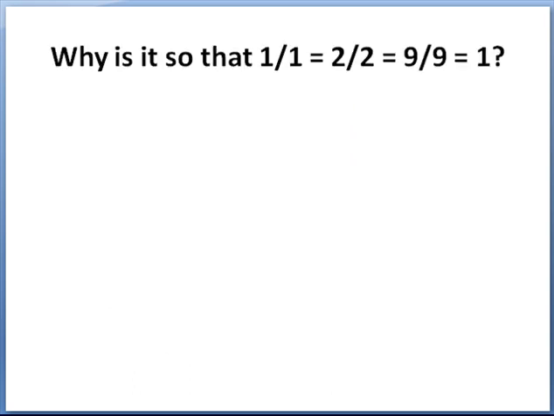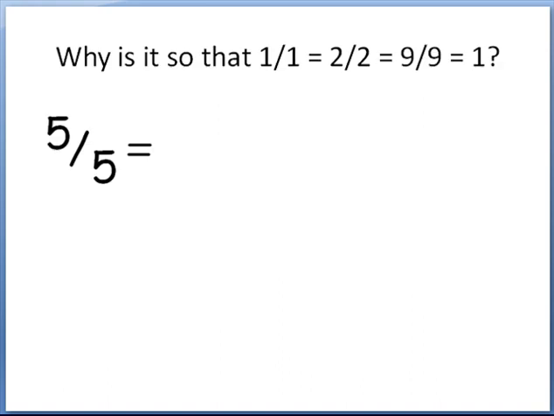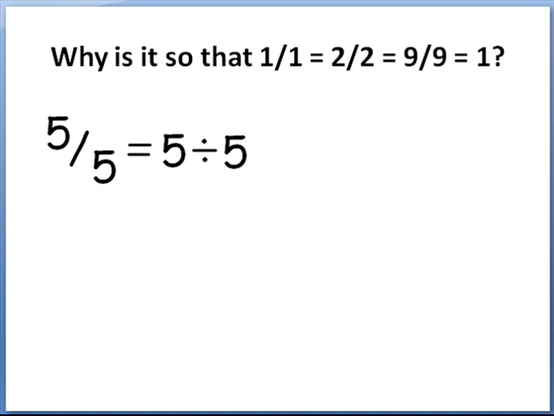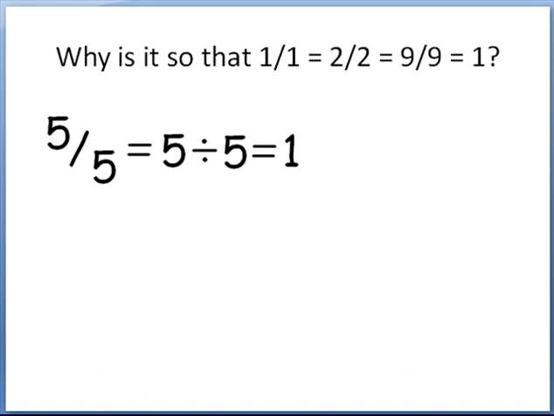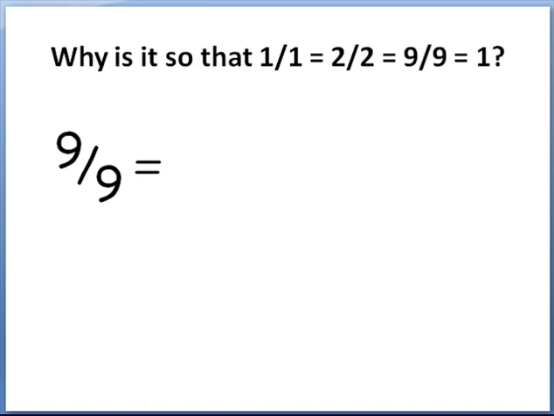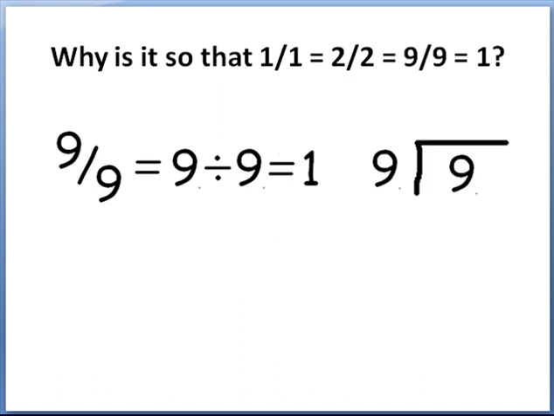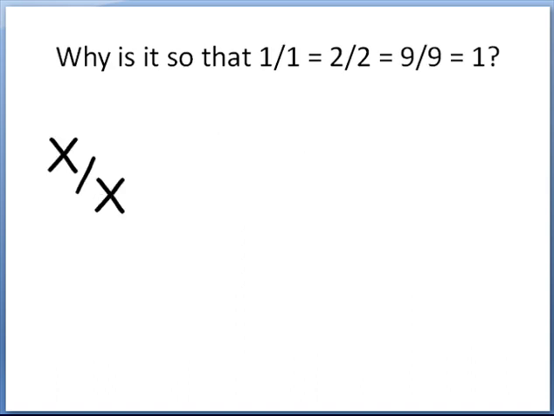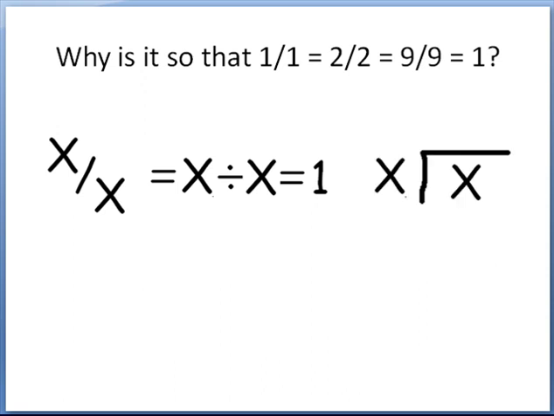So why is it that 1 over 1, or 2 over 2, or 9/9 is equal to 1? Well, 5/5 is equal to 5 divided by 5. And 5 will go into 5 one time. In a long division format, it would look like that. 9/9 is the same thing as 9 divided by 9, and that equals 1. In long division form, 9 goes into 9 one time. Why is it that x over x is equal to 1? Well, it's just x divided by x, whatever x is, and that's equal to 1, and in long division format it looks like that.